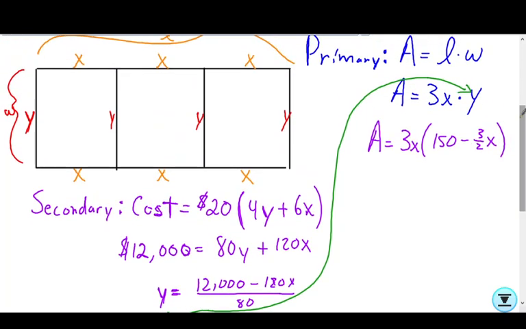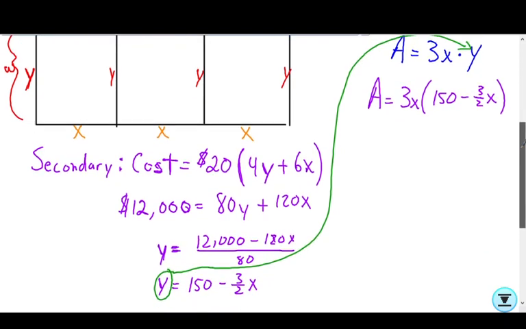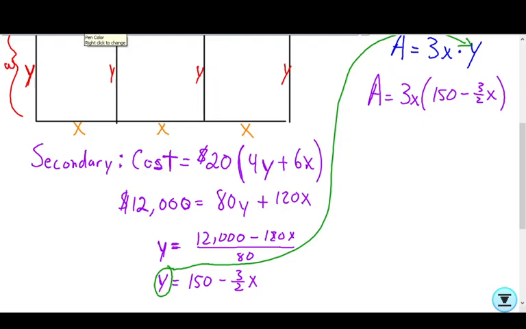Now I'm in terms of one variable, and my area is being limited by this constraint from my secondary equation. So now we do the calculus part. We have to find the maximums of this function. To find maximums, minimums, or critical points, you take the derivative and set it equal to 0. Let's simplify first, because that's usually what I would tell my kids to do. So my area equals 450x minus 9 halves x squared.